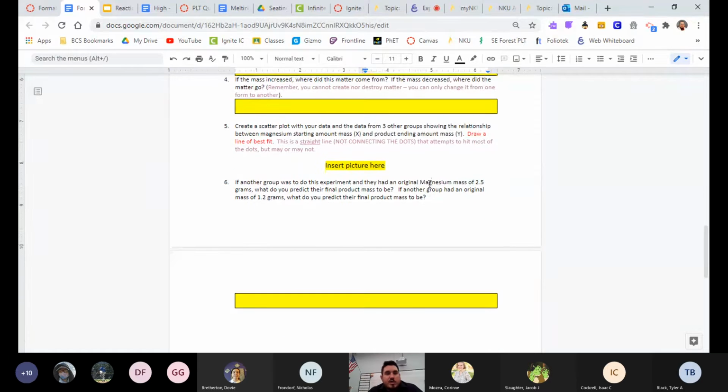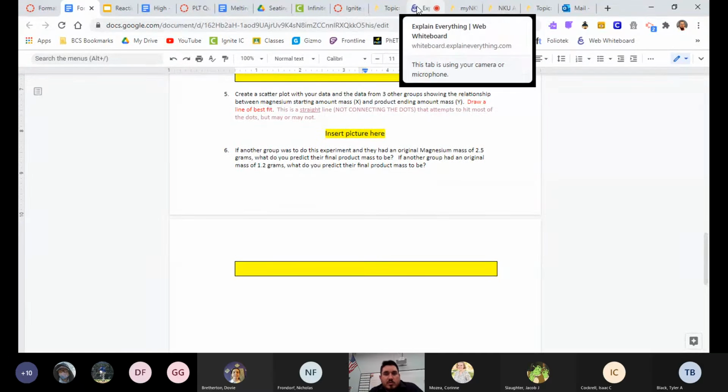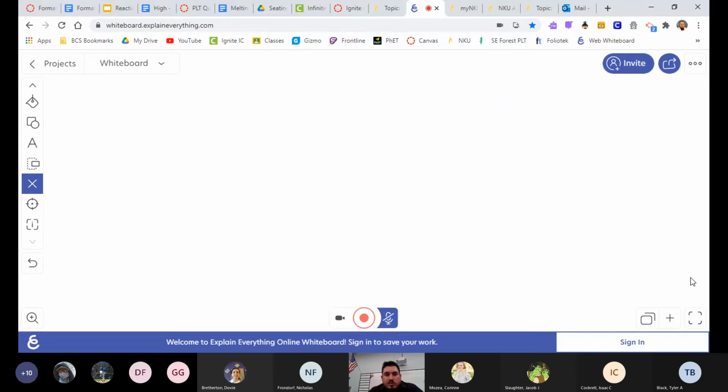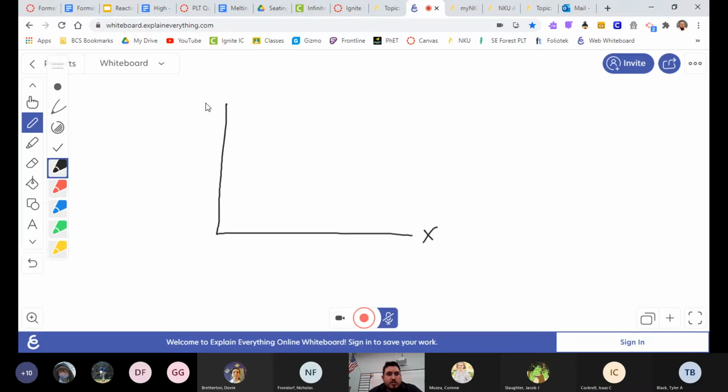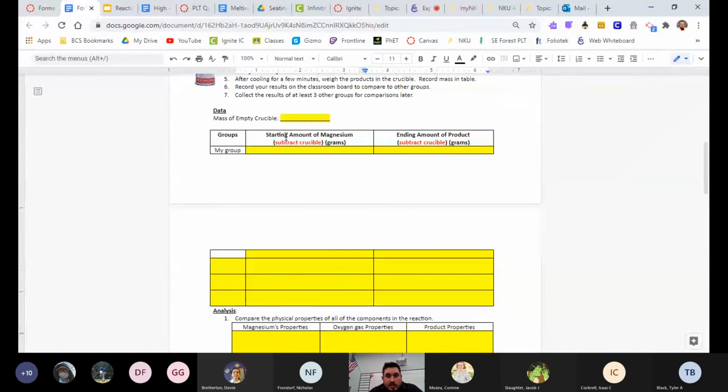All right, now question number 5 with a scatter plot for your data. And so I want to make sure we're all good with scatter plots real quick. And so all you need to do is make an XY scatter. But again, it's really important to know your different types of graphs. Okay, so you have your X and your Y. And again, if you go back to the actual table here, you have your X and your Y already. Starting amount, ending amount.